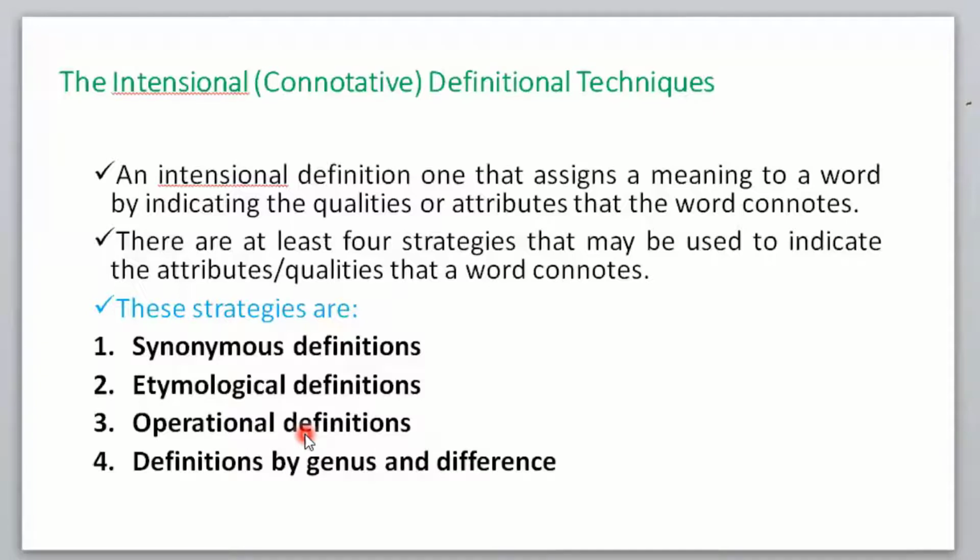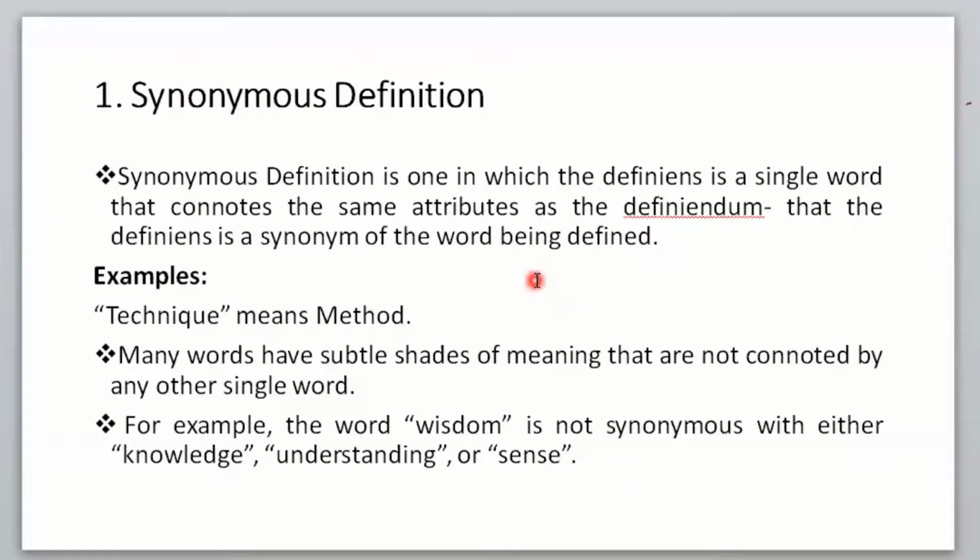The first one is synonymous definition. That's very explanatory. Only understand the first term, synonym. Synonymous definition, etymological definition, operational definition, and definition by genus and difference. We have seen definition by subclass in the case of extensional. In the case of intentional, definition by genus and difference. Let us look at the first type of definition, synonymous definition.